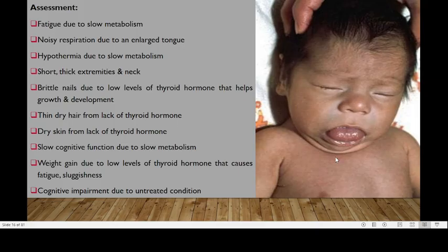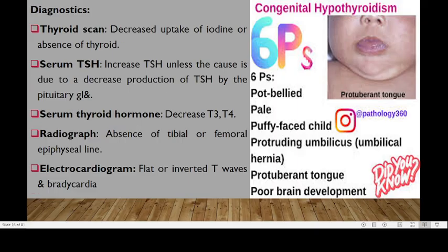We also have hypothermia due to slow metabolism, short, thick extremities and neck, brittle nails due to low levels of thyroid hormone that helps growth and development, thin, dry hair from lack of thyroid hormone, dry skin from lack of thyroid hormone, slow cognitive function due to slow metabolism, weight gain due to low levels of thyroid hormone that causes fatigue and sluggishness, and lastly, cognitive impairment due to untreated condition.